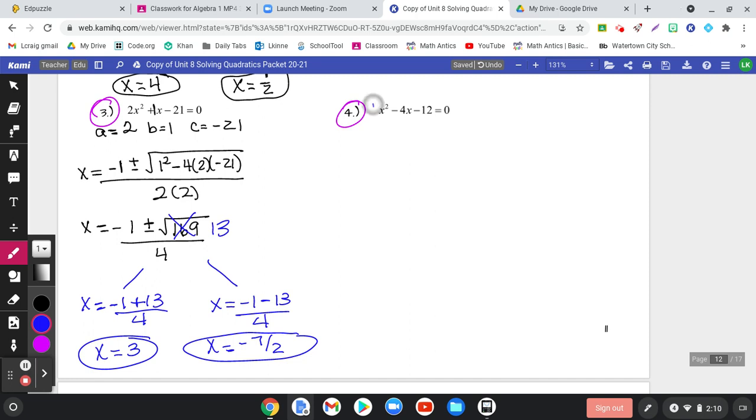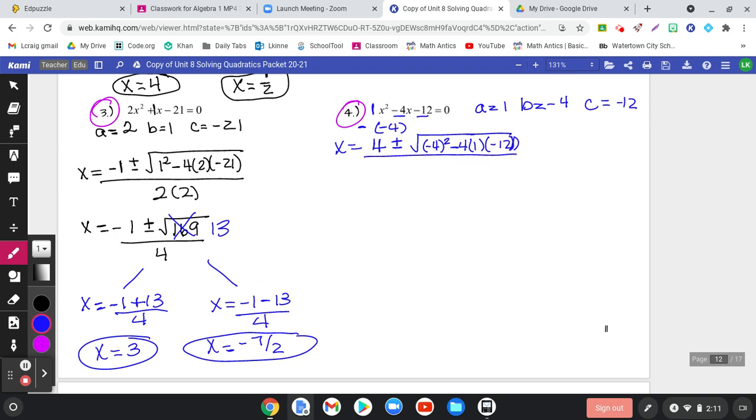All right, last one. See if you can set it up. 1 is our A. B is negative 4. And C is negative 12. Get those signs in there. All right, x equals negative b, and b's already negative. So if I do negative 4, it's going to be just 4, plus or minus the square root of b squared. Any negative needs to go in parentheses. Minus 4 times a, which is 1, times c, which is negative 12. It looks like negative 121, but it's negative 12. All divided by 2 times a, 2 times 1.